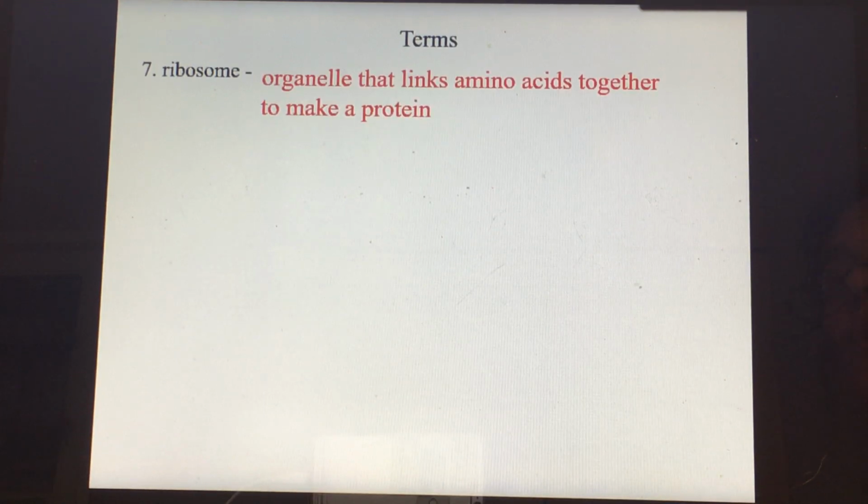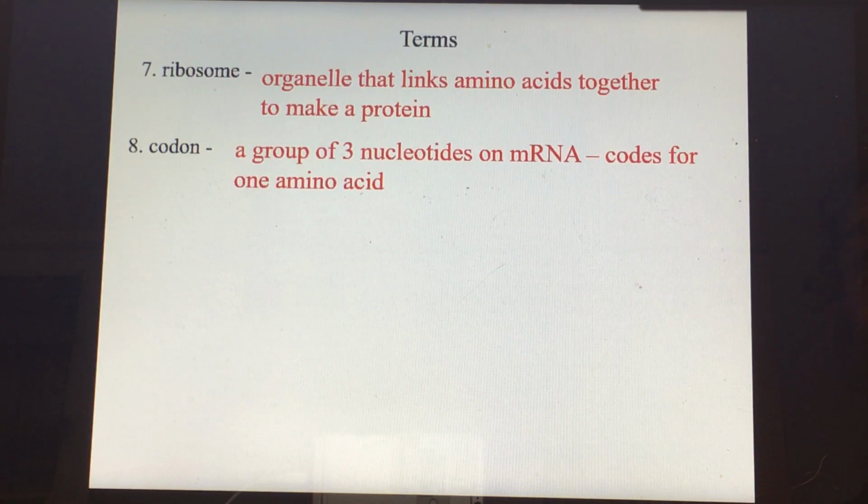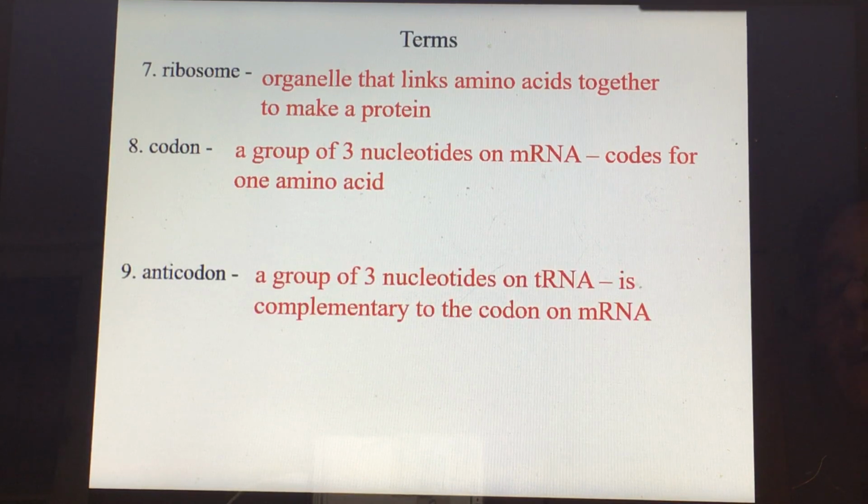A ribosome is the organelle that links amino acids together to make a polypeptide, and eventually that polypeptide folds into a protein. A codon is a group of 3 nucleotide bases on a messenger RNA strand, and it codes for 1 amino acid. So every 3 nucleotides tells the cell what order to bring a particular amino acid in. And the anticodon is a group of 3 nucleotides on tRNA, and anticodons are complementary to the codons on the messenger RNA.